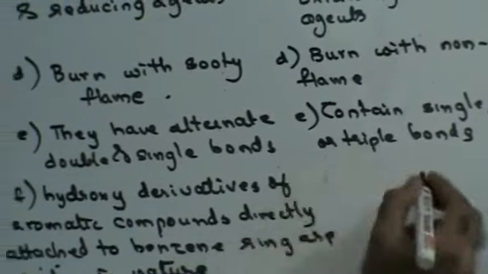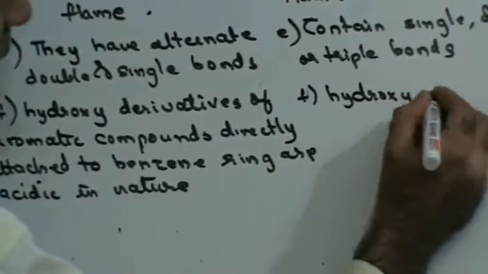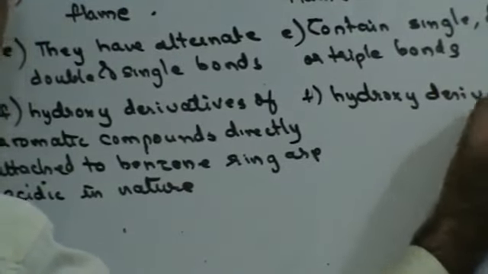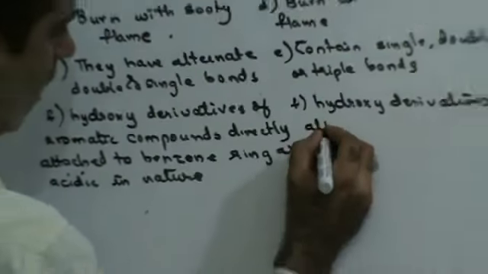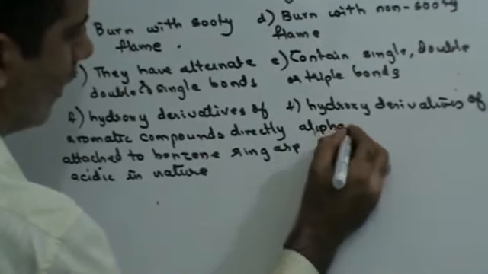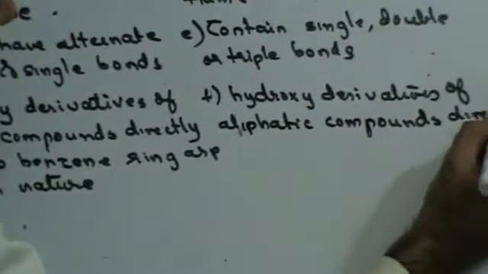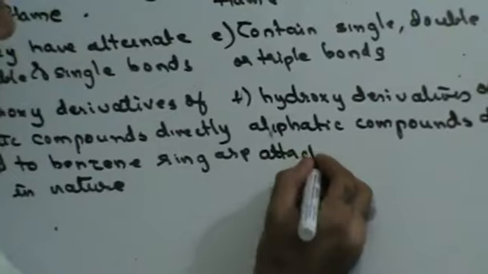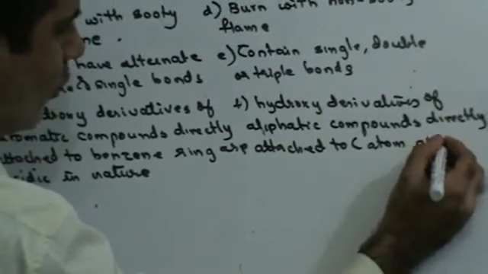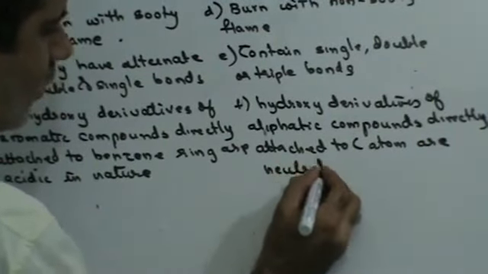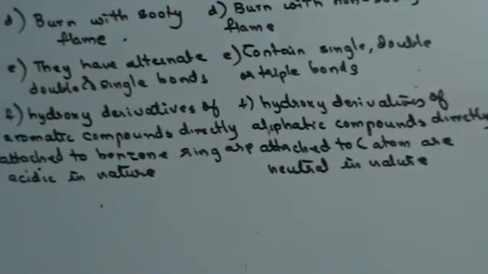So I can say that hydroxy derivatives of aliphatic compounds directly attached to carbon atoms are neutral in nature. So one is acidic in nature and the other is neutral in nature, right?